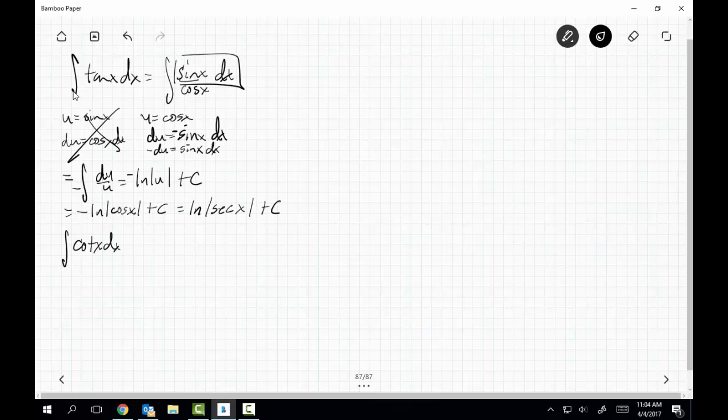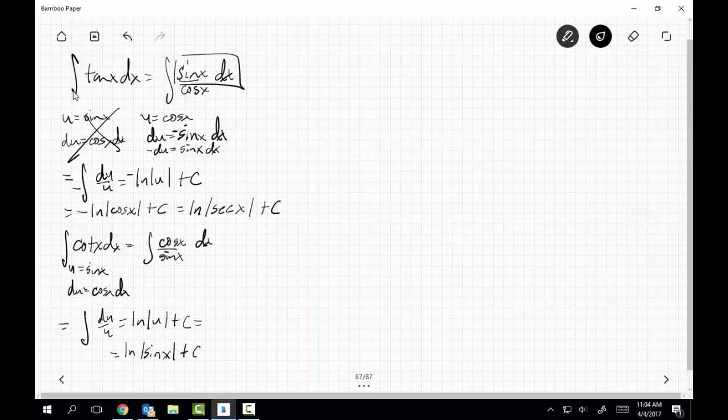Now similarly, if I want to take the integral of cotan of x, this one actually gets a lot simpler. This equals the integral of cosine of x over sine of x dx. So now if I let u equal sine of x, then du equals cos of x dx, which is exactly what I want. So now this becomes the integral of du over u, notice no negative this time, which is the natural log of the absolute value of u plus c, which is equal to the natural log of the absolute value of sine of x plus c. We're done.